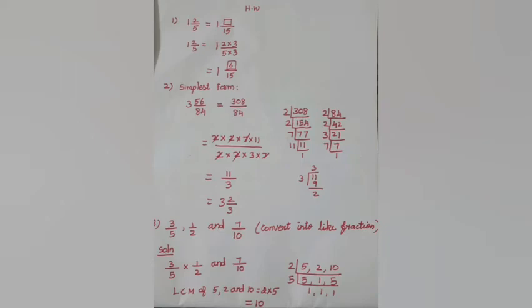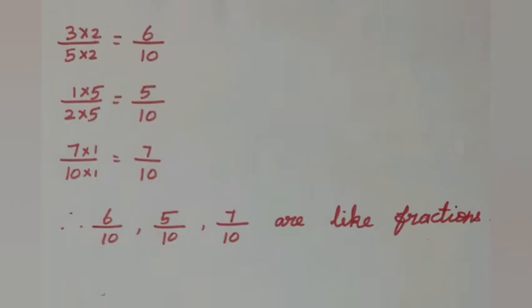Okay. Now third question, 3 by 5, 1 by 2 and 7 by 10. We need to convert these unlike fractions into like fractions. We want to change the denominator, we need the same denominator. So we can take the LCM of 5, 2 and 10. What is the LCM? 2 5s are 10. Now we can multiply 5 by 2, which means 10, so we multiply by 2 in the numerator also. So 3 2s are 6 by 5 2s are 10. Then 1 into 5 divided by 2 into 5 is 5 by 10. Then 7 by 10, multiply by 1, so 7 by 10.